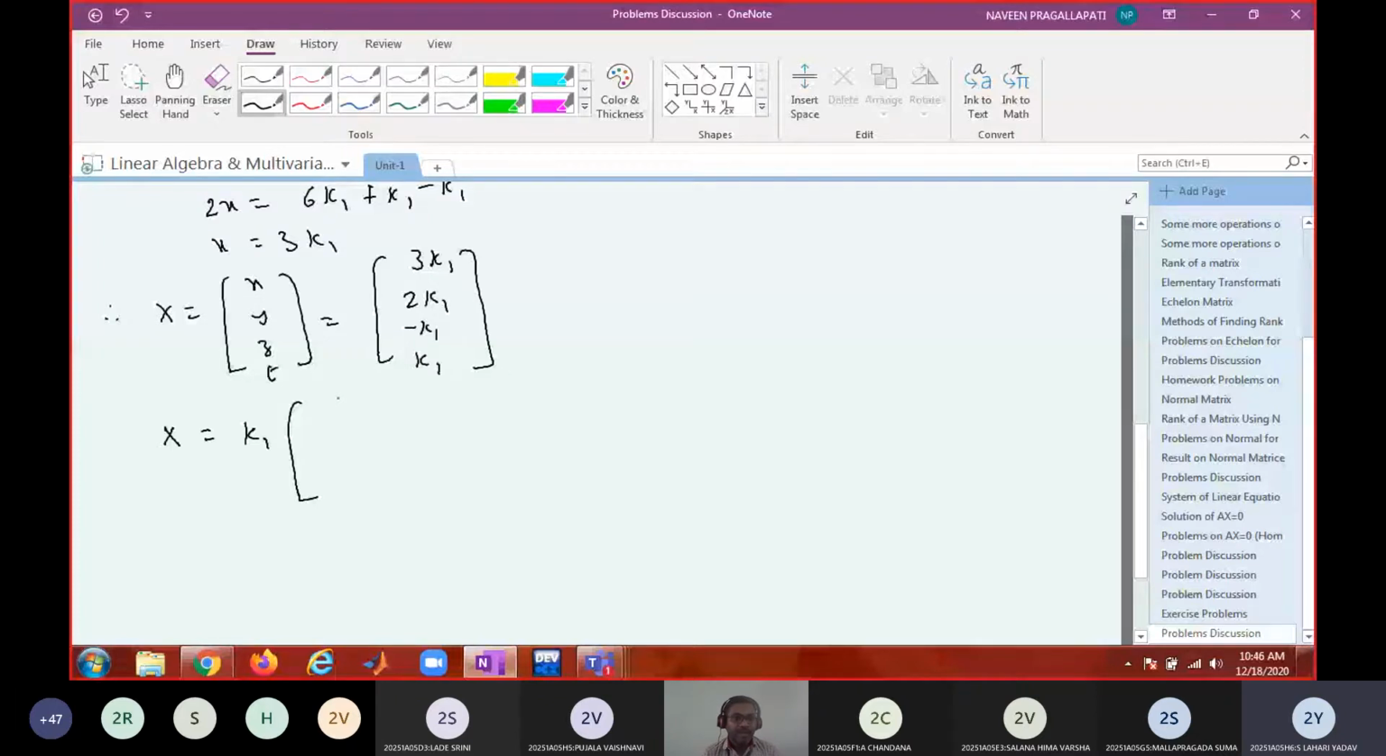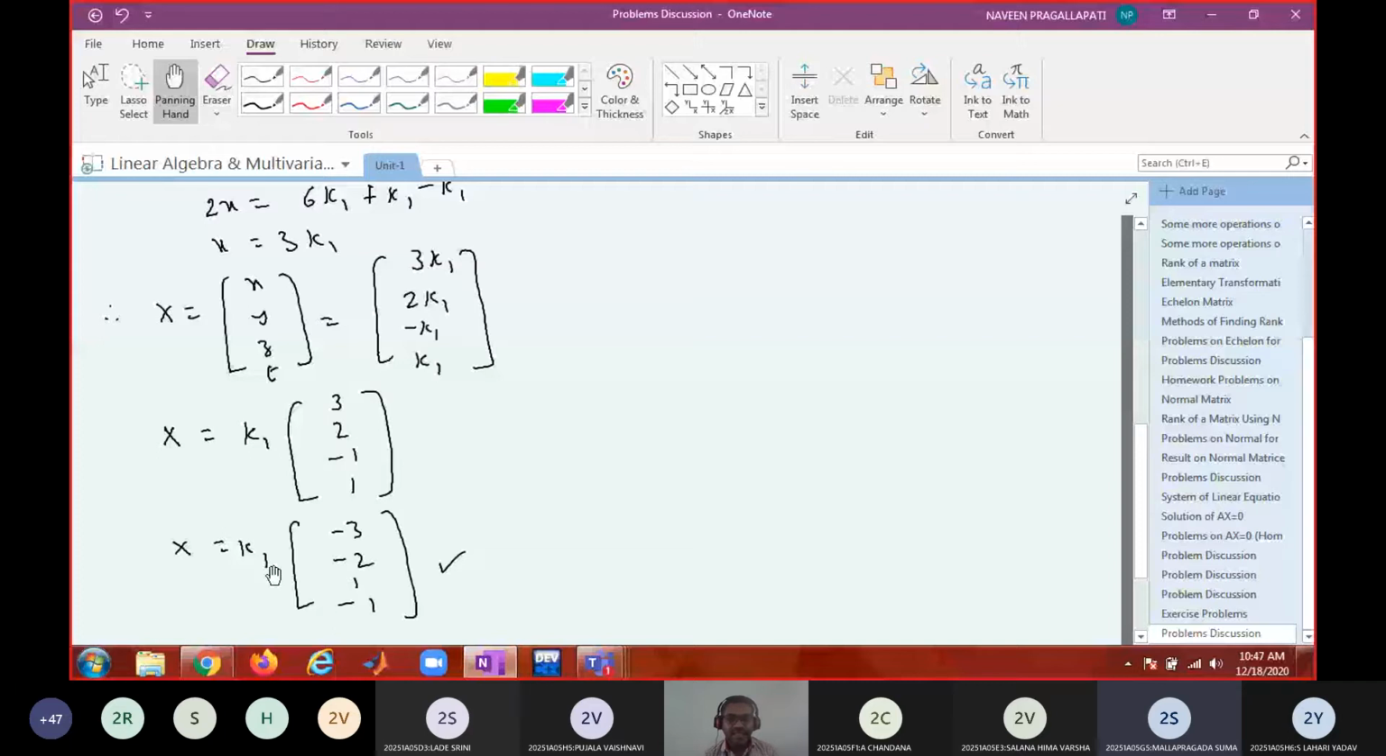Some of you might have got it like this: k1 into minus 3, minus 2, 1, minus 1. This is also correct because it is just a scalar multiple. If you have taken t equal to minus z instead of z equal to minus t, you may get it like this.